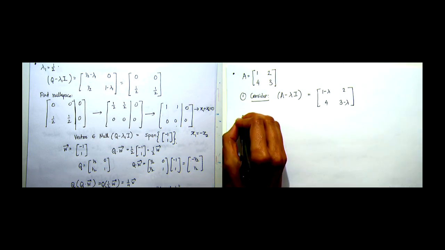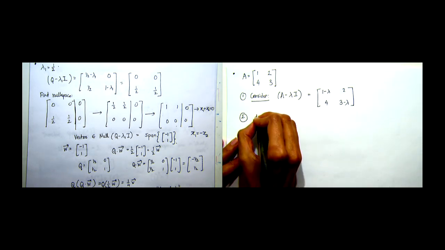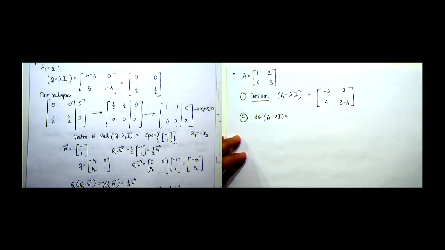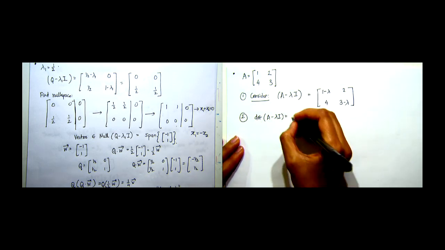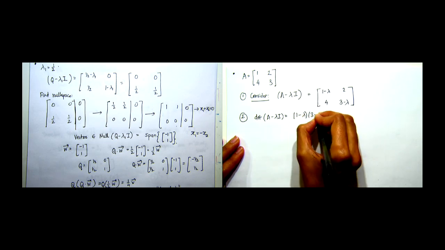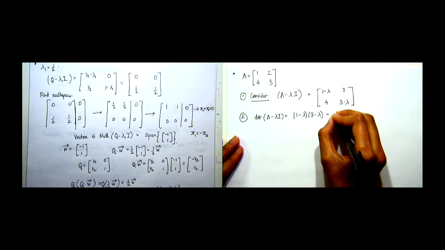Next, we want to make sure that the determinant of this is 0, right? We want to find those lambdas for which this determinant is 0. So the determinant of A minus lambda I is equal to 1 minus lambda times 3 minus lambda, minus 8.